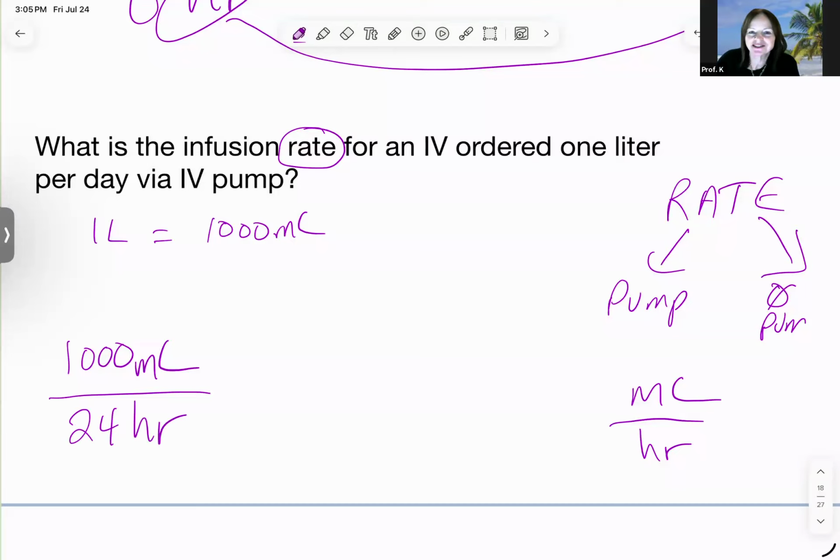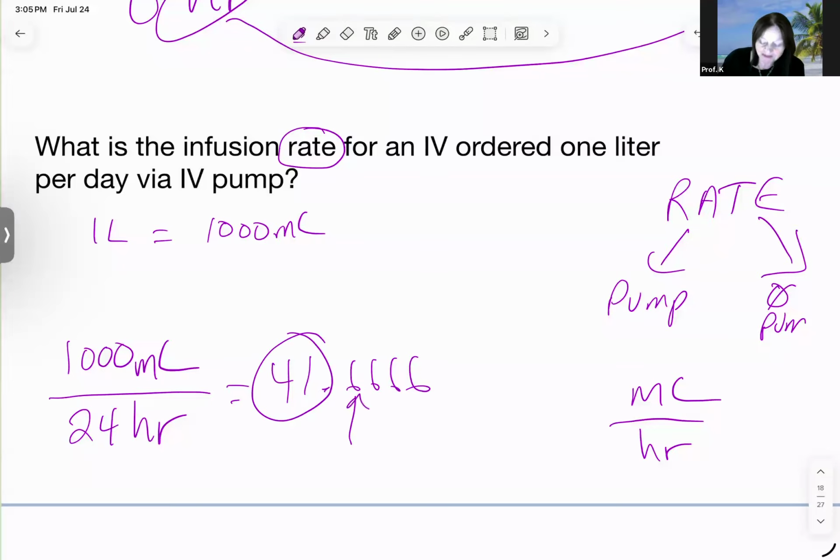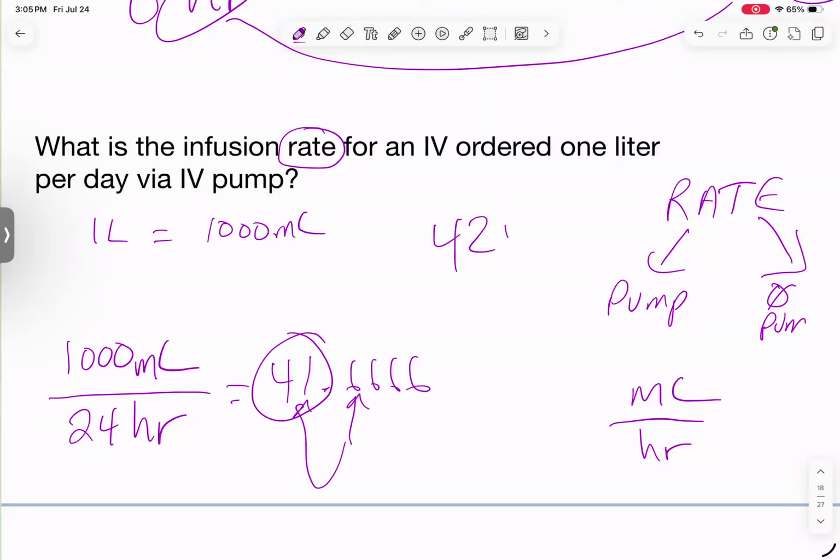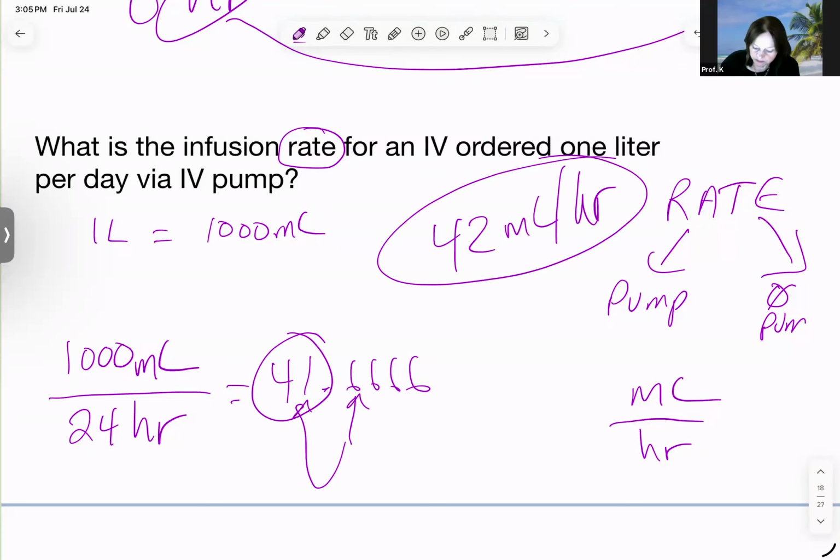Do I have to do anything else? Just math. 42 milliliters per hour. When you do the math on this one, your calculator will say 41.6666. Any number greater than 10, I round to the whole number. We're using a computer, it can take a decimal, but I'm going to follow the rounding rules. I look to the right. It's 5 and up, so I round this number up. The answer is 42 milliliters per hour. That's it.